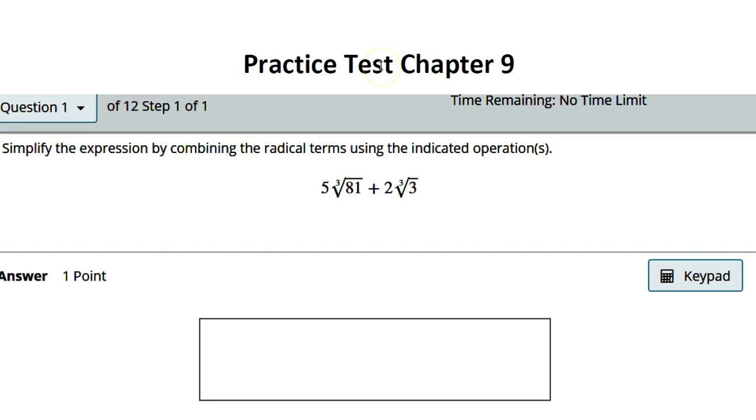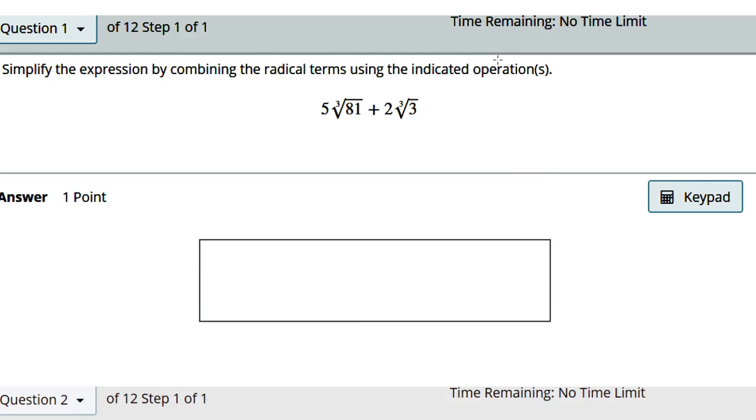All right, we're now into the Math 1108 course, doing the practice test on Chapter 9, which deals with radicals and their functions. All right, let's start with number 1.